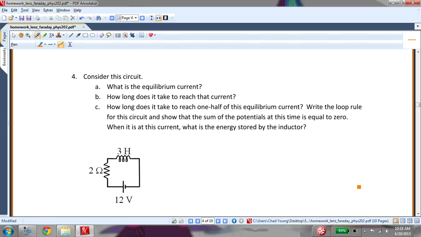Okay, let's see. We have an LR circuit. First of all, I just want to know what is the equilibrium current. That should be really simple. It's 6 amps. Hopefully it's simple.